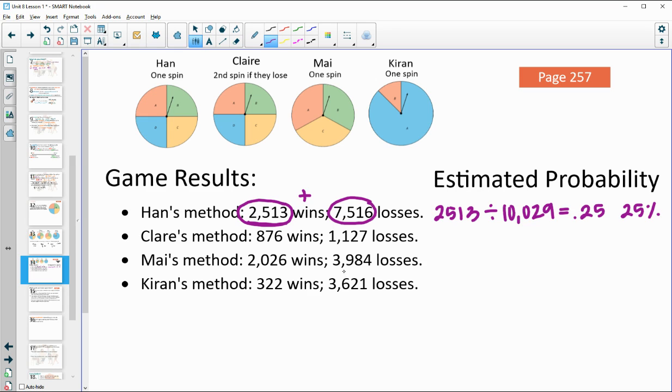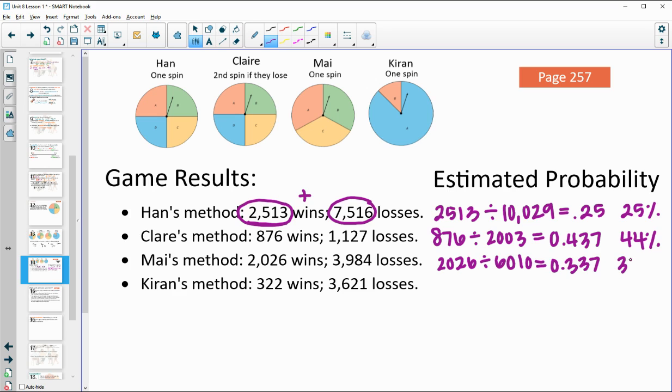So go ahead and do that for these next 3. You should have gotten 876 wins divided by 2,003 times that people played, which gave us 0.437 or about 44%. For Mai's, it was 2,026 wins divided by 6,010 total times the game was played. So that gave you 0.337 or about 34%. And then Kieran's was 322 wins divided by 3,943 times that the game was played in total, which gave you a decimal of 0.081, so about 8% of the time people won.